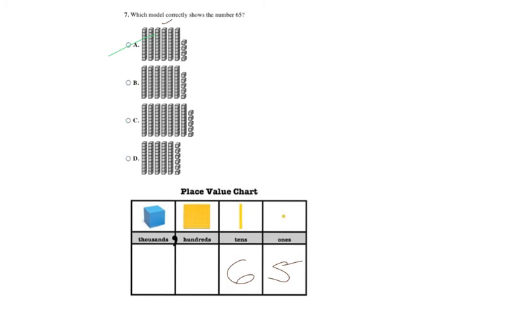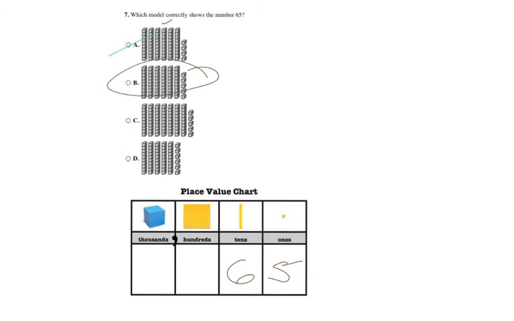So I start with letter B and I count up the 10 sticks. So I have 1, 2, 3, 4, 5, 6 of the 10 sticks, and then 1, 2, 3, 4, 5 of the ones, which is what I needed. So my final answer here is going to be B. And just to be on the safe side, we can go through and check these other ones to make sure we didn't make a mistake. That's always a good strategy.